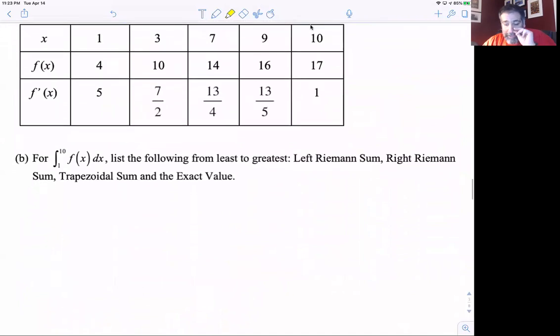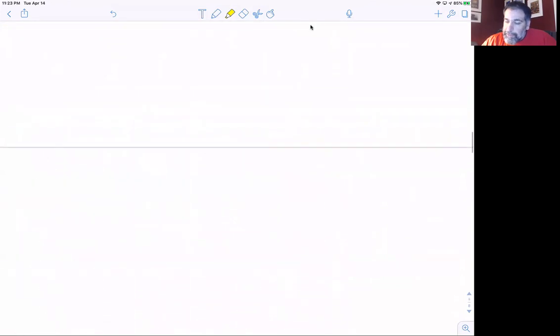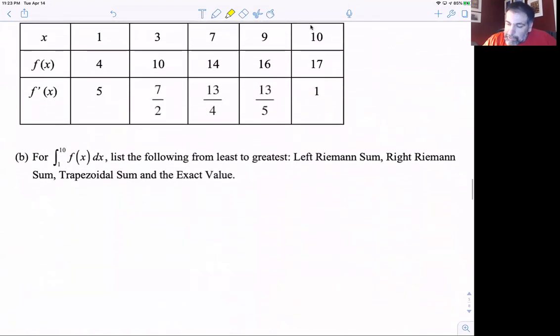we are now asked to find from least to greatest the left Riemann sum, the right, the trapezoidal, and then the exact value, and put these in order from the least to the greatest. So in this case, we're going to do kind of the same calculations. We just found our answer for the left-hand Riemann sum. That final answer we got a minute ago was 92. So I already know that my left-hand Riemann sum is 92. Let's take a look at what the right-hand Riemann sum would be.